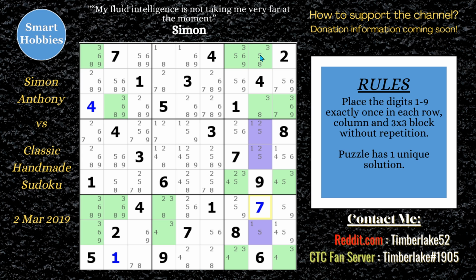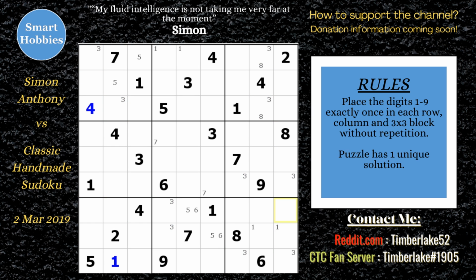And you can eliminate the 5 from right there, and you still have your 3-8 pair up there. That's the only way to progress with this puzzle. Let's move back to the original solve. All right, back to the original solve.